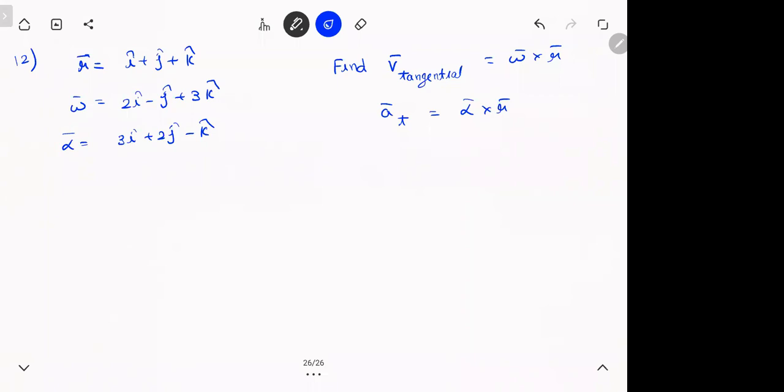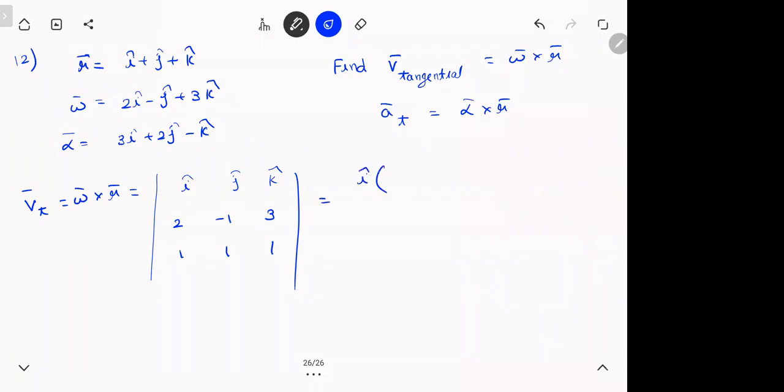Hope you guys know how to do the cross product. First one. i, j, k. Omega is 2, minus 1, 3. R is 1, 1, 1. Most people make this mistake. They do R cross omega bar. That one minus sign will mess up the whole answer.